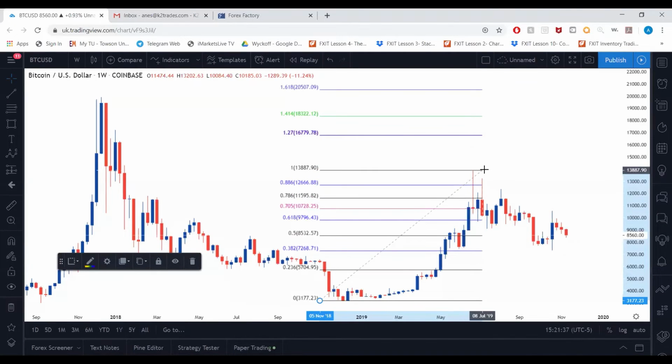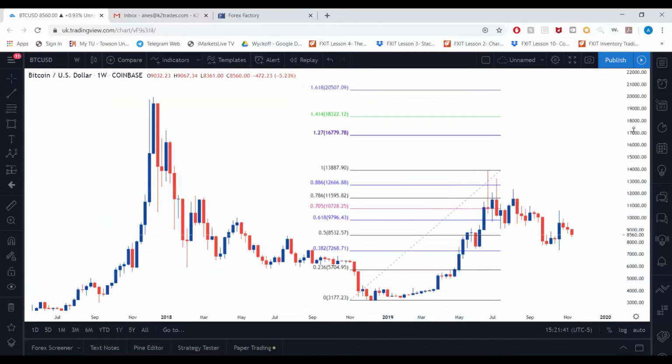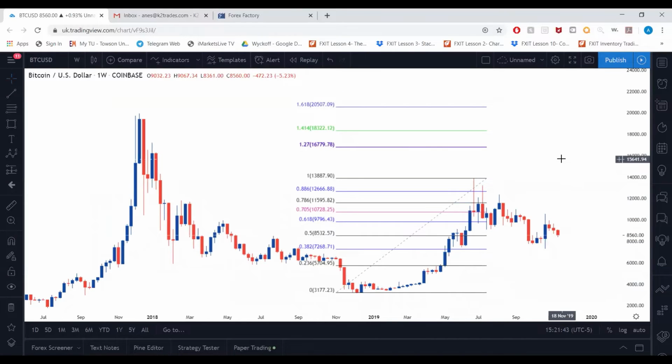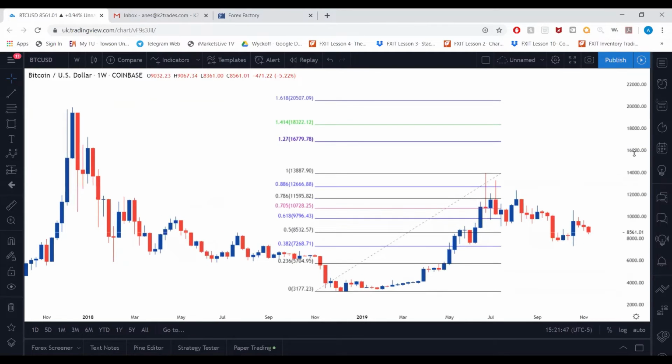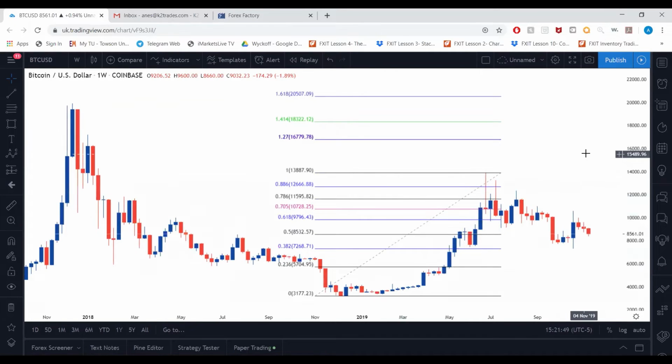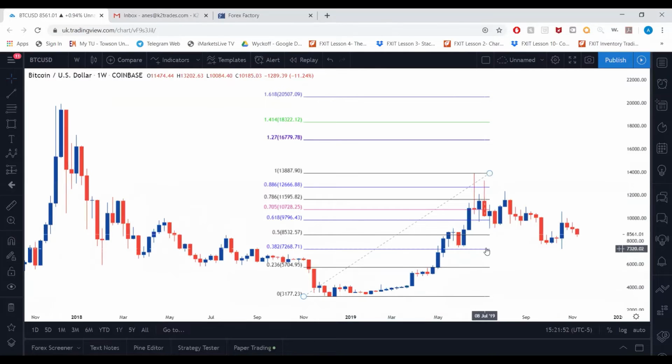Maybe big news is coming. Yeah, because it's been kind of quiet about it, so I wouldn't be surprised if something is being prepared for crypto. Yeah, you see, it rejected here. Yeah, definitely possible.